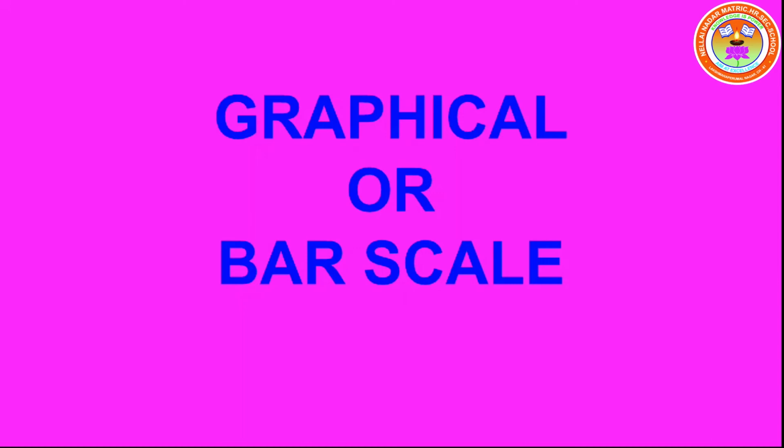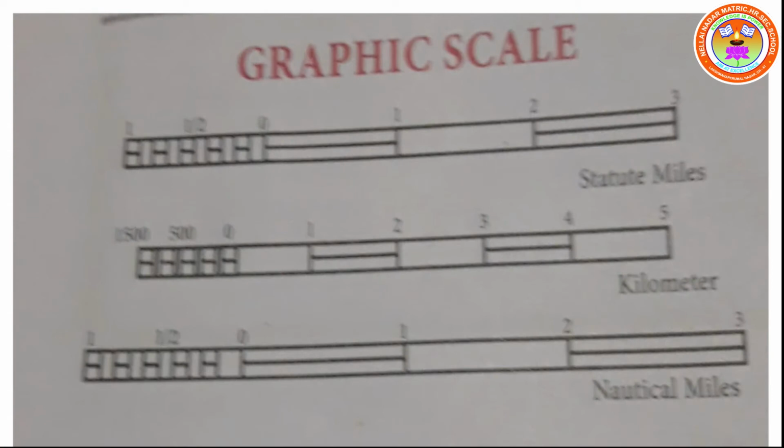Graphical or bar scale. A graphic scale looks like a small ruler drawn at the bottom of the page. This line is divided and subdivided into lengths, each of which represents a certain distance on the ground. This scale has an added advantage for taking copies of maps as the measurement does not change.